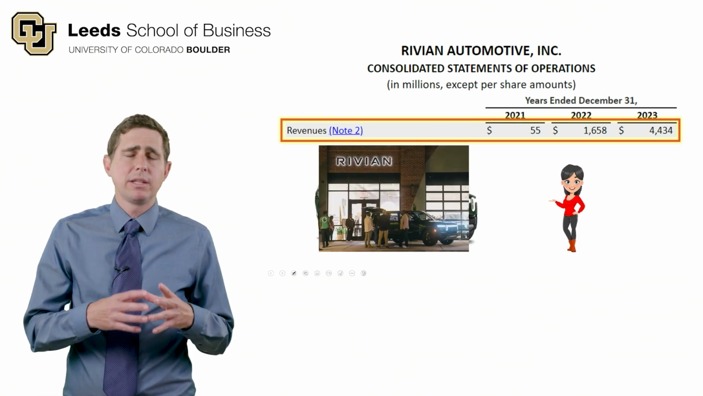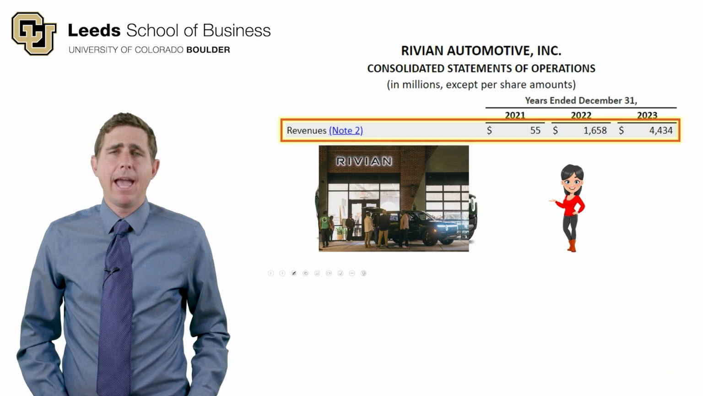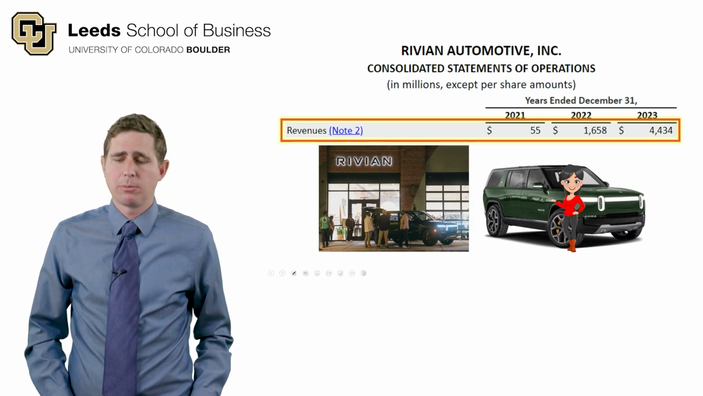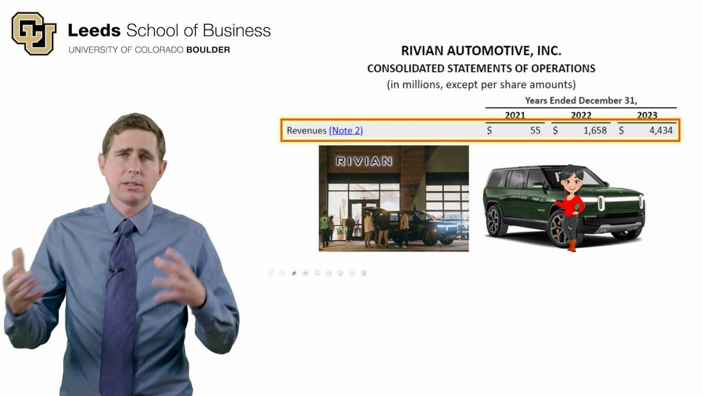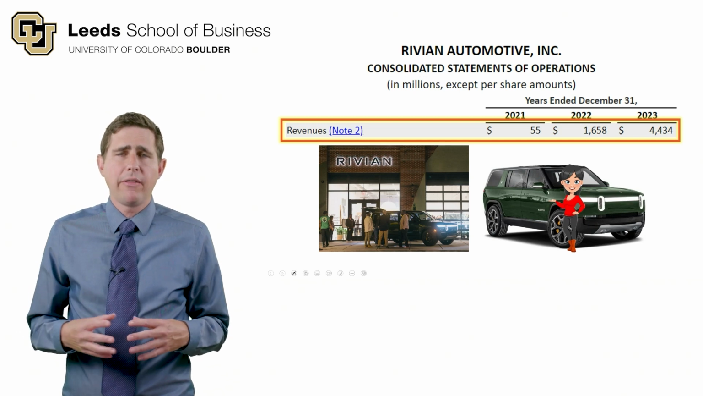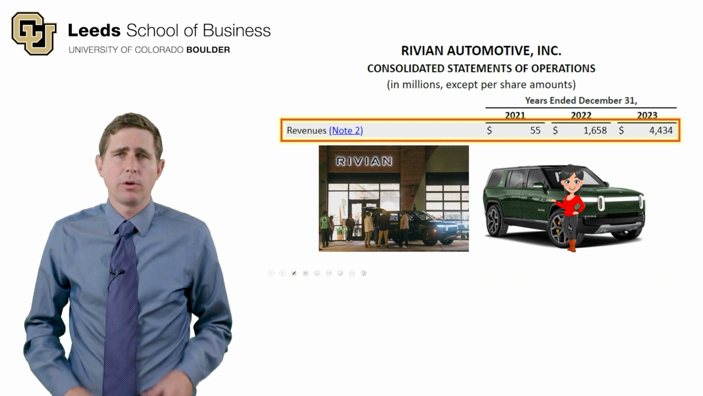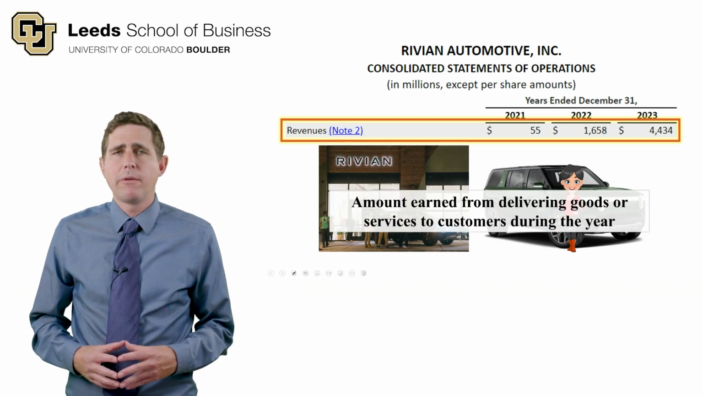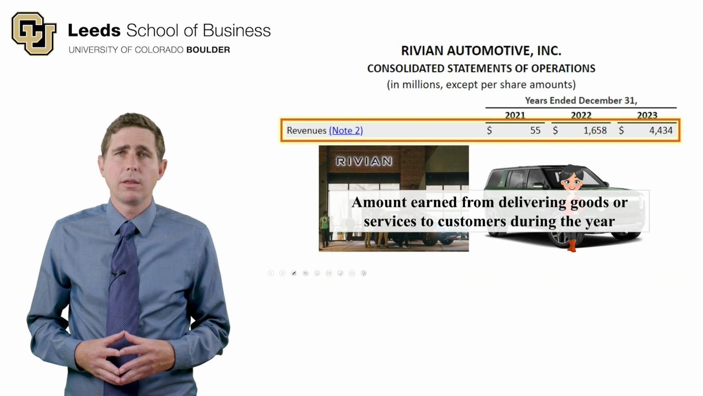Revenue is when Rivian has finished producing its electric vehicle and it delivers the vehicle to the customer. The person in the red shirt is a customer, and now the car has been delivered to the customer and Rivian has earned the revenue. Whether or not they've received the cash, once Rivian delivers the car to the customer, they've earned the revenue. So revenue is the amount earned from delivering goods or services to customers during the year.